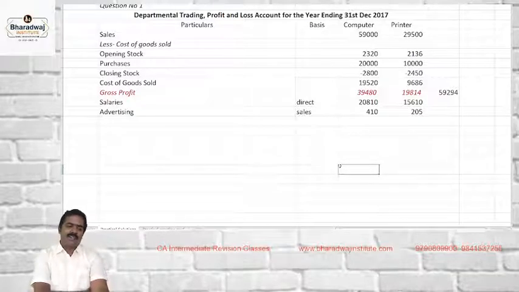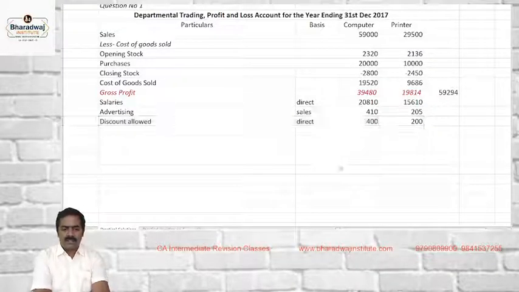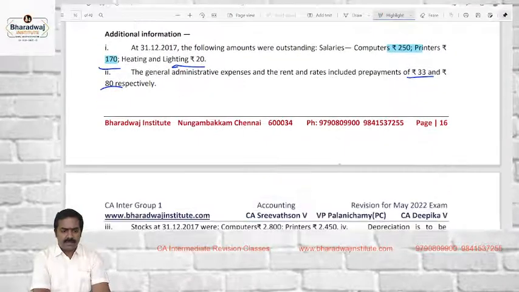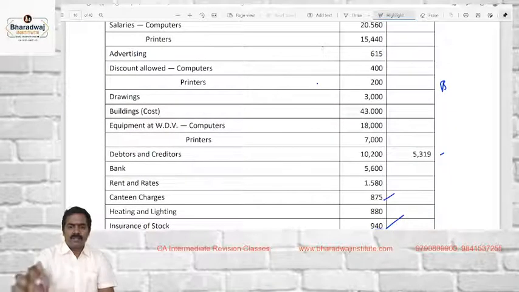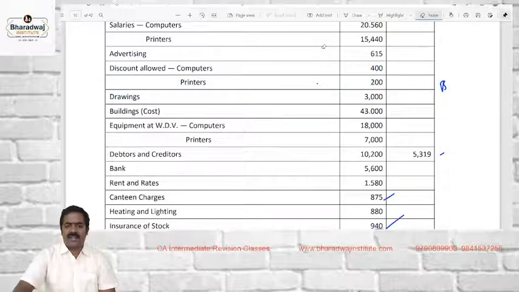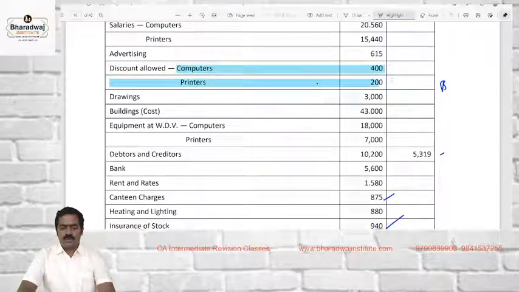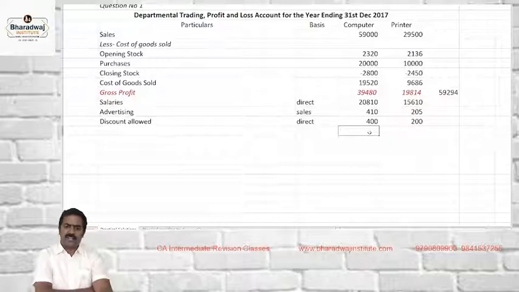Then, what is the next one? Discount also based on what? Discount allowed. What is the discount allowed? If it is given common, you would have gone by sales ratio. Here they have given directly. Discount, is it a common expense given or a direct specific expense given? Check this. Specifically they have given for computers and printers. So it's a direct one. 400 and 200. Next.